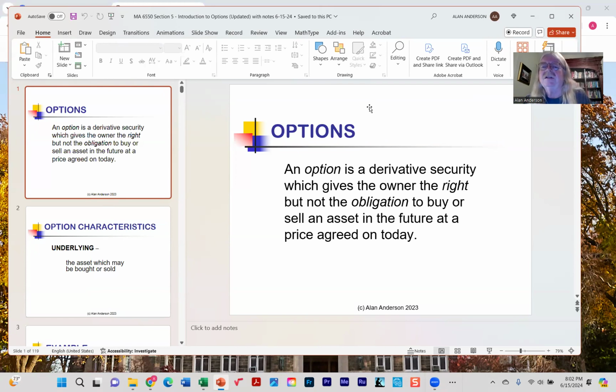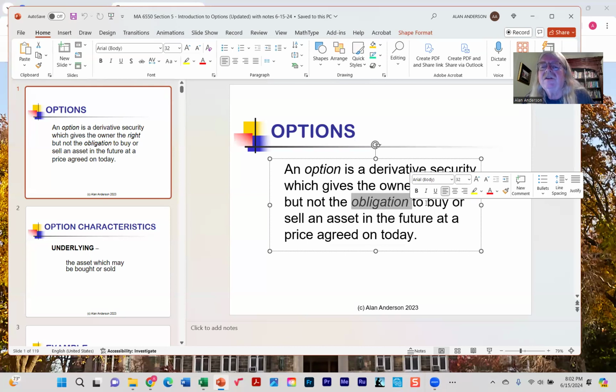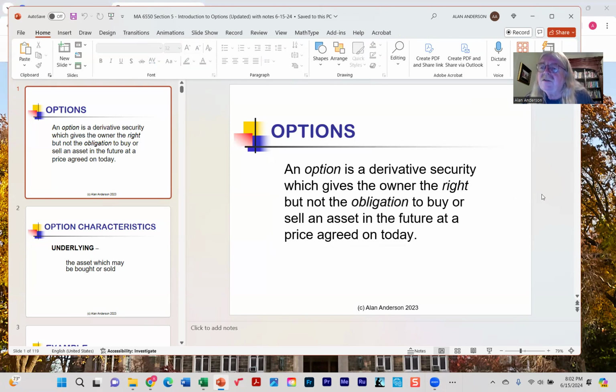So, as we mentioned last time, an option, as the name suggests, is a derivative security where you have the right, but not the obligation, to buy or sell an asset in the future where the price is agreed on today. So it sounds a lot like a forward contract. The main difference is that with a forward contract, you're entering into a legally binding agreement to buy or sell in the future with a price that's agreed on today. So what's the big deal?